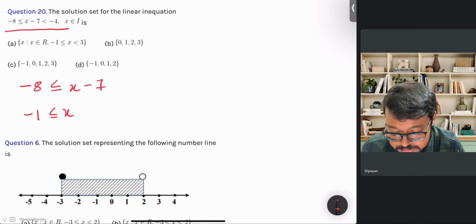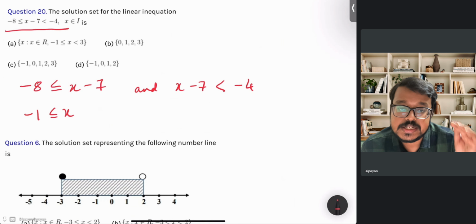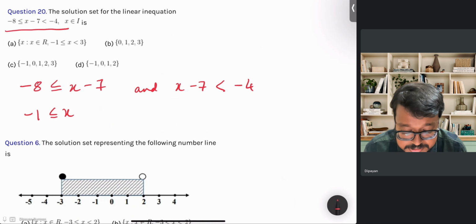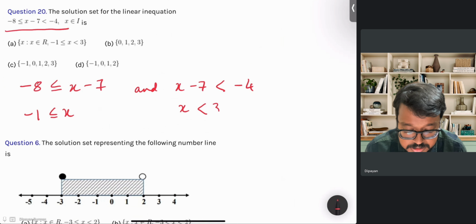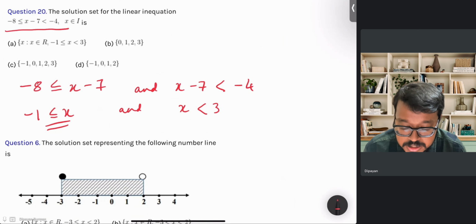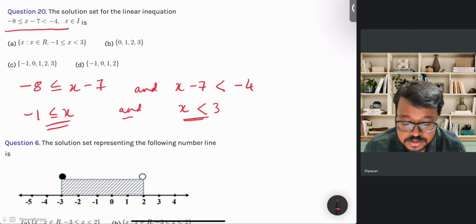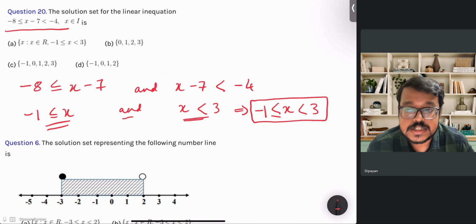Another part at the same time is x minus 7 is less than minus 4. Alright, so the minus 7 that we see, let's move it to the right side, or let's add 7. So we'll have x less than 7 plus of minus 4, which is 7 minus 4, that is 3. So I have x is greater than or equal to minus 1 and x is less than 3. If I combine both of these, x is greater than or equal to minus 1 and also less than 3. This is the range of values that x can take.